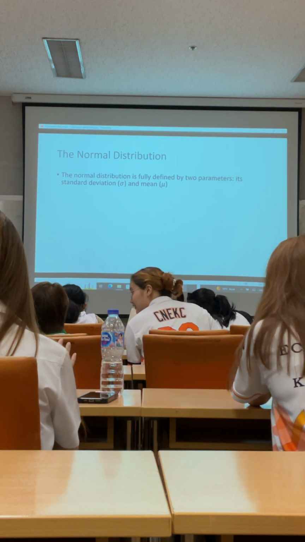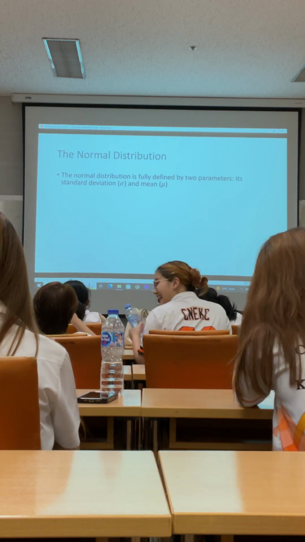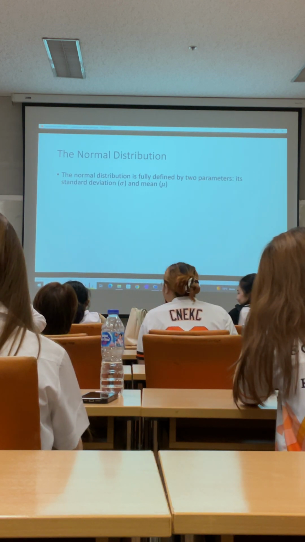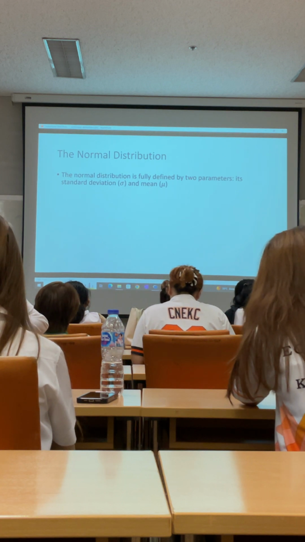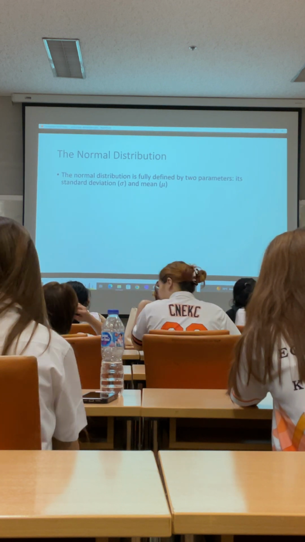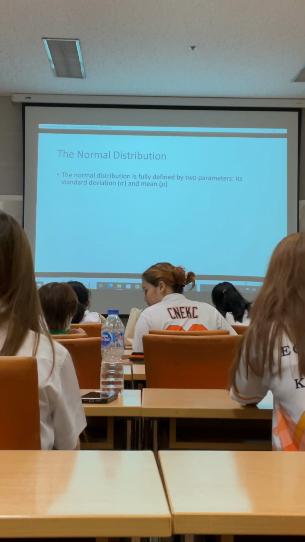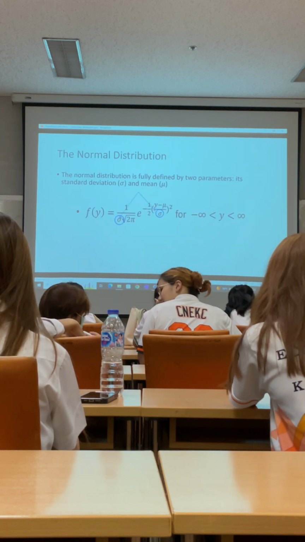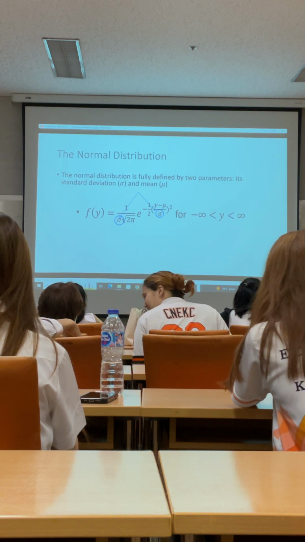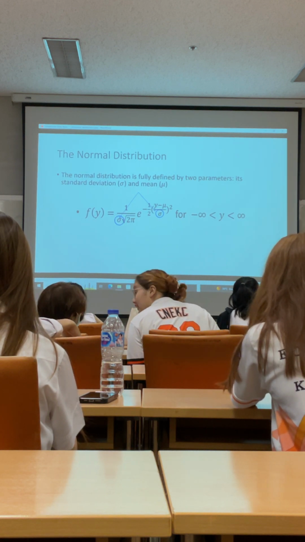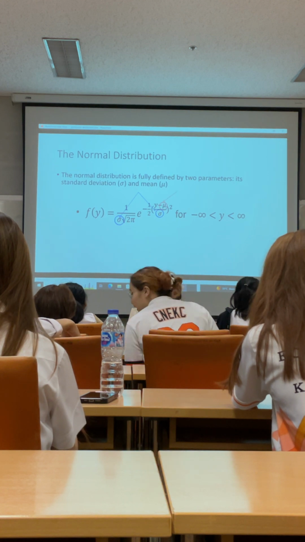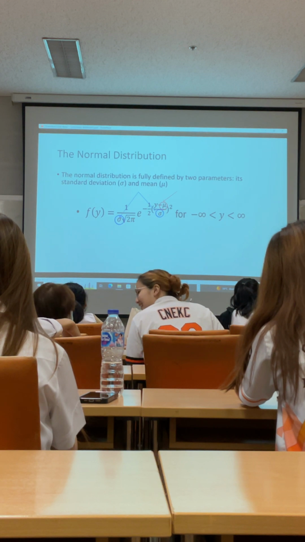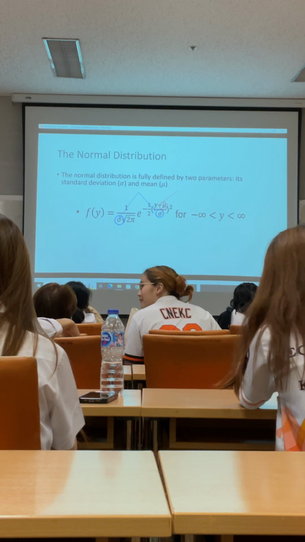Okay. So yes, you can see, right? In our normal distribution function, there are two parameters that you need to know before you can calculate any probability. One is the standard deviation, or the square root of the variance, and the other is mu, the mean or expectation of y.